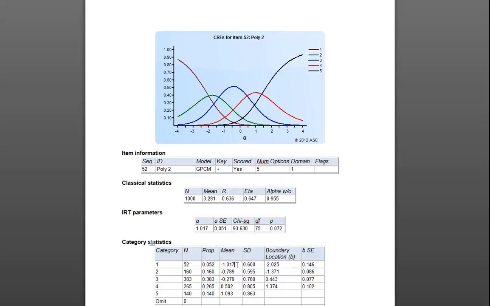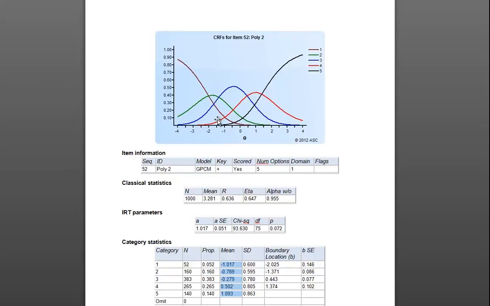And you can see that the means go up because candidates or examinees that are lower in the trait are going to respond with 1 more often than they'll respond with 5, whereas examinees that are high in the trait are typically going to strongly agree or agree to whatever statement this is. And you can see these reflected in the curves up above.